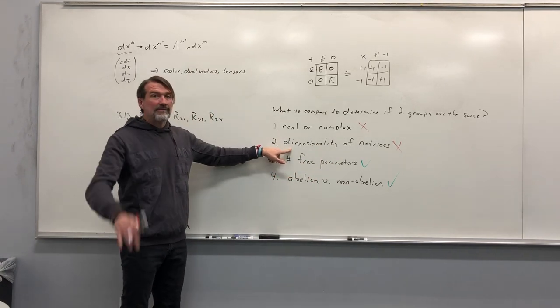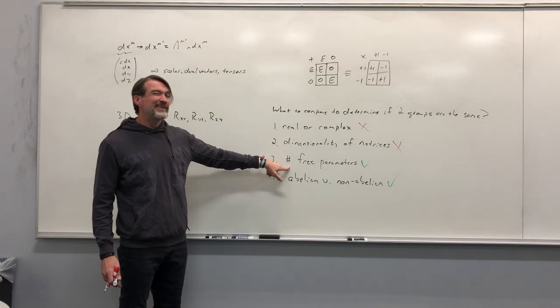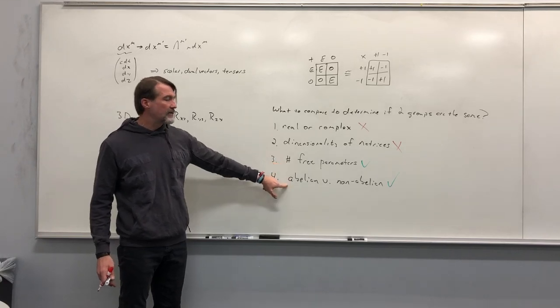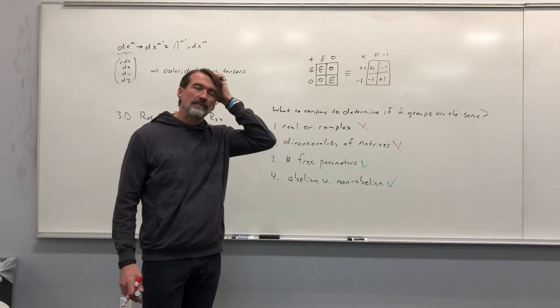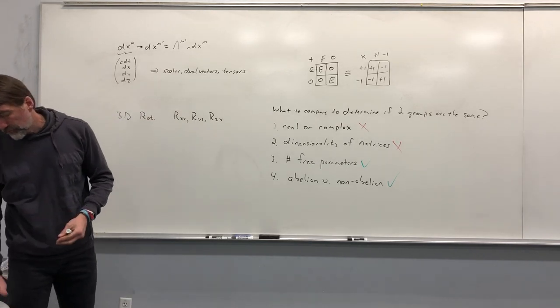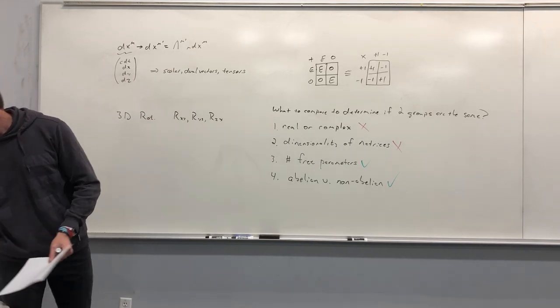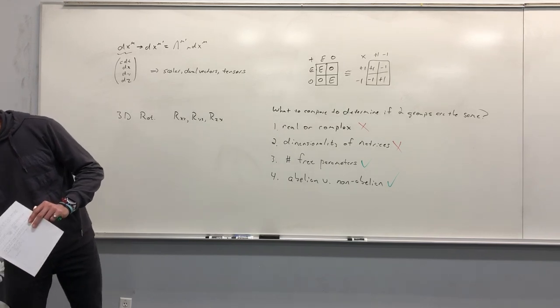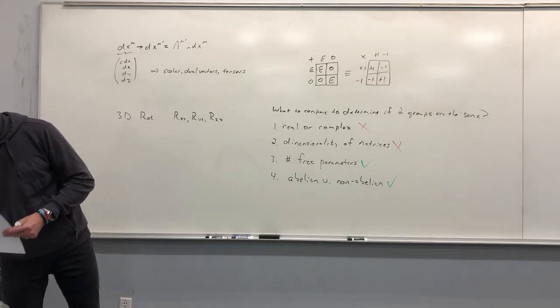Dimensionality of matrices, obviously no. Number of free parameters, yeah, we'll see why in a minute. And then abelian versus not abelian, we'll see in a minute. Okay? So any questions about this before we actually get into the formalism? All right, let's do it. Let's formally define these things.